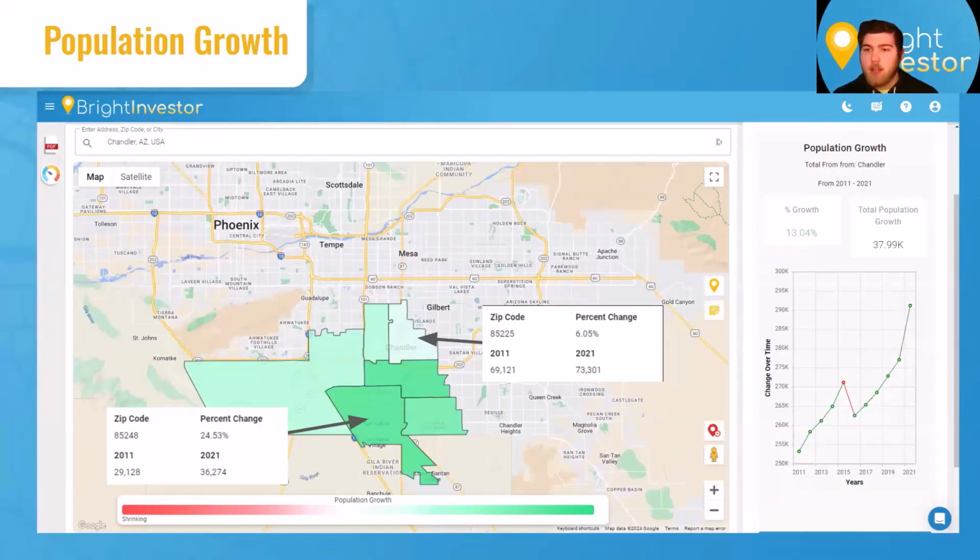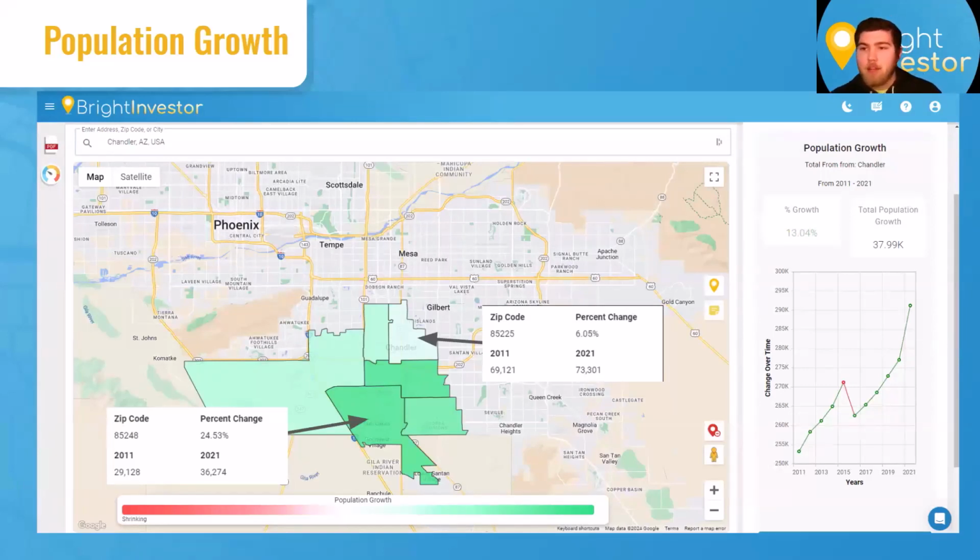Whenever I start looking at a market, I always start with population growth. Bar none, that's always where I go. And to go through this presentation, I'm going to show you how Bright Investor helps you do this. So this is the mechanism that I do it. Of course, population growth, you can get from a bunch of different areas. This is how I do it. This is why I built this platform over time.